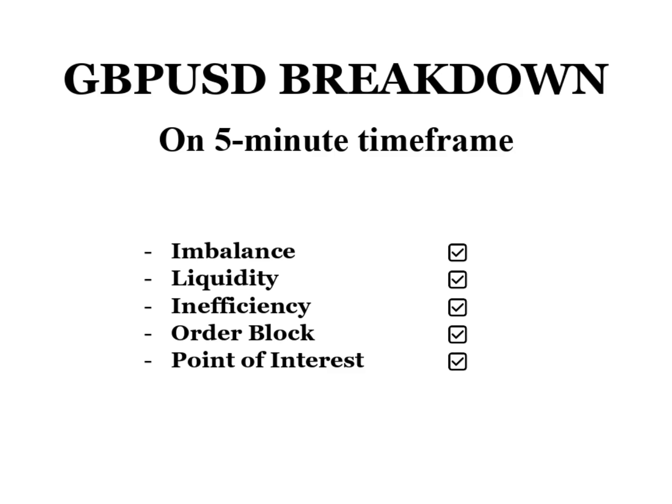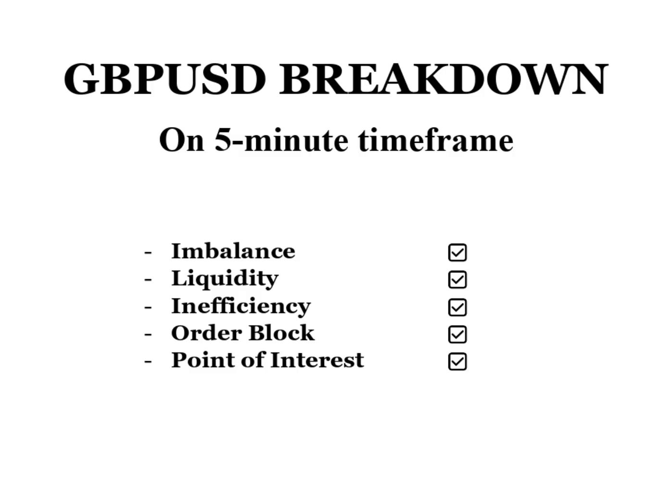Welcome. Today, I'm breaking down one of the cleanest GBP/USD trades I took on the 5-minute time frame. And when I say clean, I'm talking about tight entry, very small drawdown, and a really solid risk to reward setup. Honestly, setups like these are exactly why I love the New York session. I'll show you how I use imbalance, liquidity, inefficiency, order block, and point of interest to execute this trade step by step. So stick around because the lessons in this one are going to change how you look at the charts.